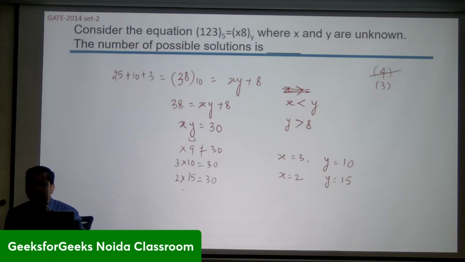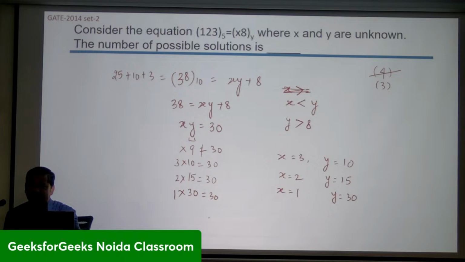Similarly, 16, 17, 18, 19. Then 20 is again going to give me the value of x as 1.5, which is not possible because that cannot be a fractional value. So from 20 to 29, there is no solution corresponding to this. So we can go for 30 as y. So x can be 1. In that particular case, it is 30. So x is 1 and y is 30.